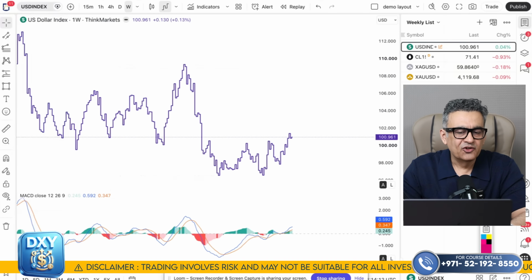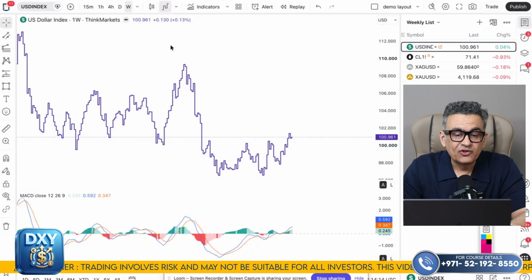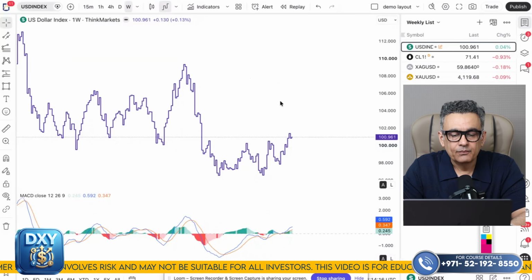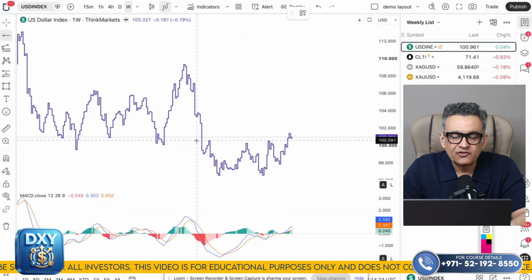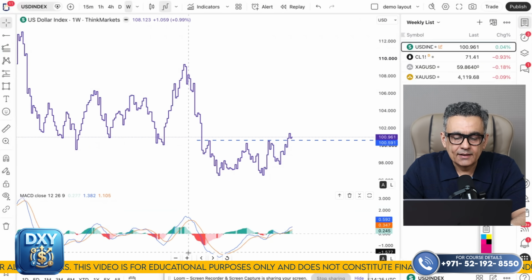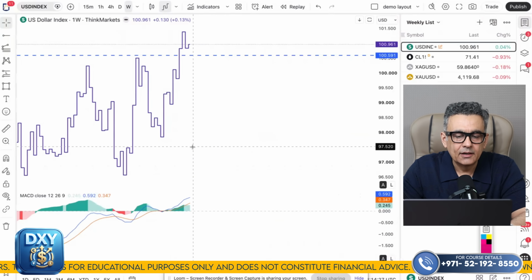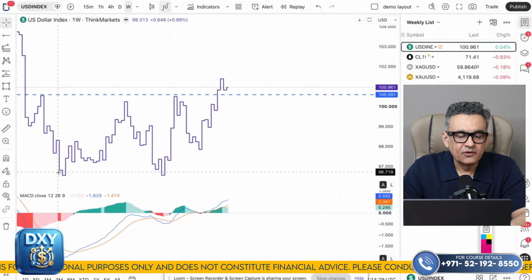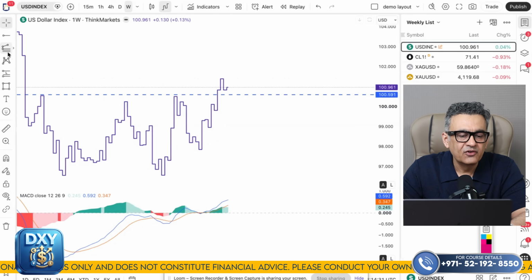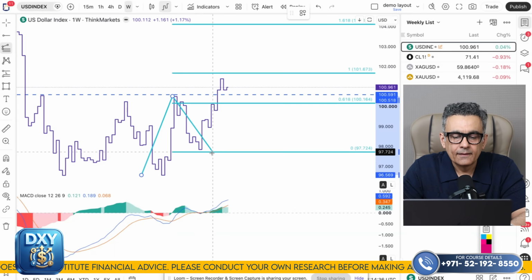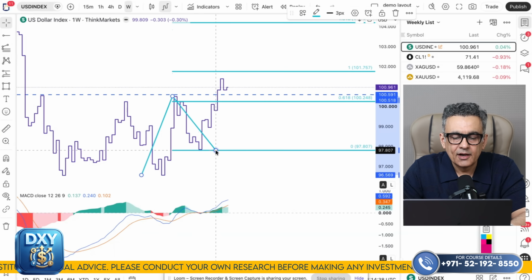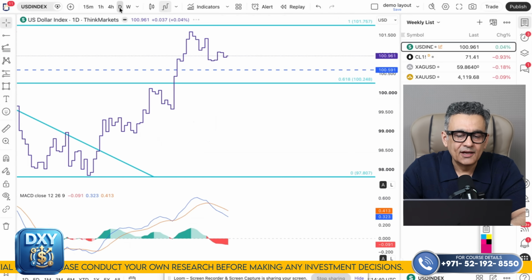So let's begin with the US dollar index. Right now I'm using a line chart and I'm on the weekly frame. On the weekly frame, we got the breakout here. This is the high which is taken out, and we got the higher lows and higher high structure here. So this is the double bottom. I will apply my first bullish extension on the weekly frame. First extension is added, and we'll be switching to the daily chart now.